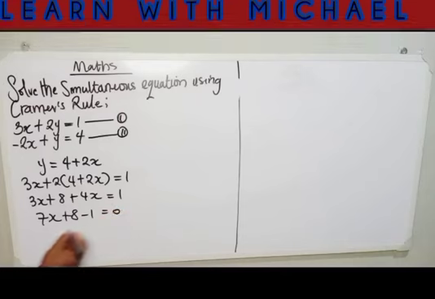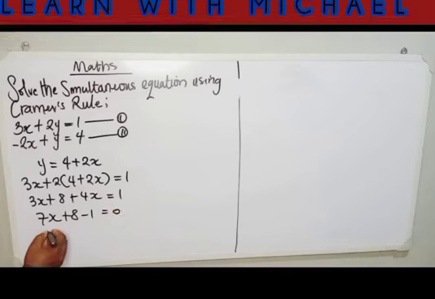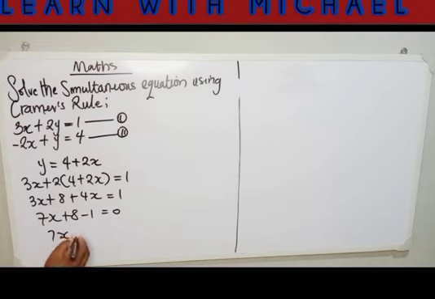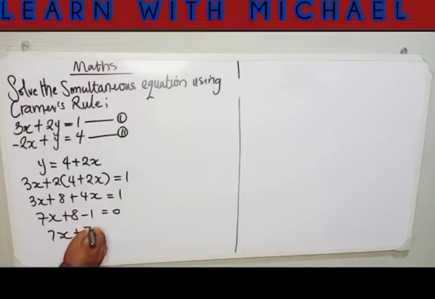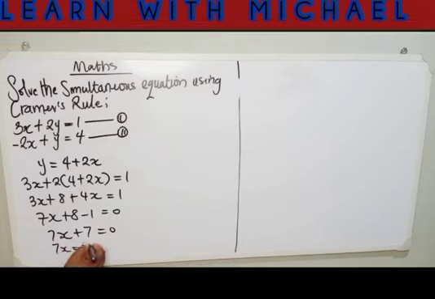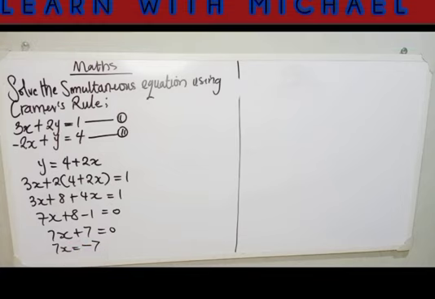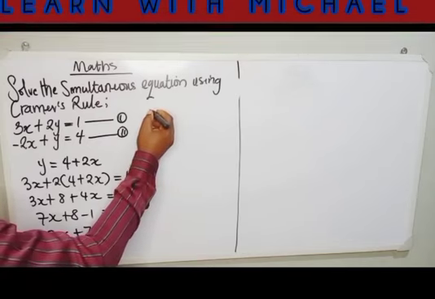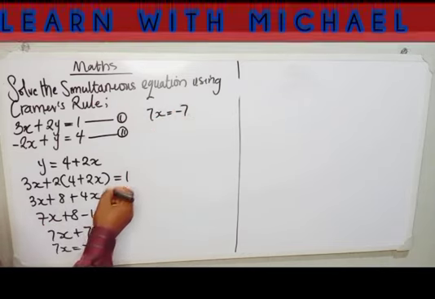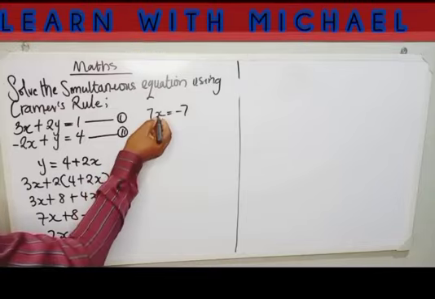Therefore, 7x plus, because 8 minus 1 is going to give us 7, 7x plus 7 will be equal to 0. 7x equals minus 7 when the positive 7 goes to the other side. All right, so I will still write that here. 7x equals minus 7. So what I'm looking for here is actually the value of x.